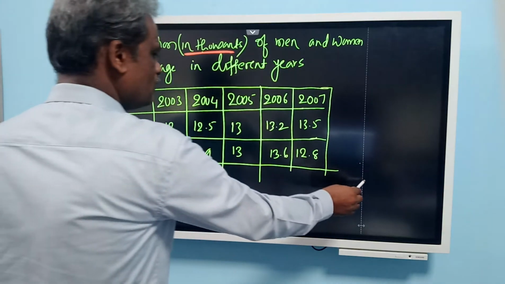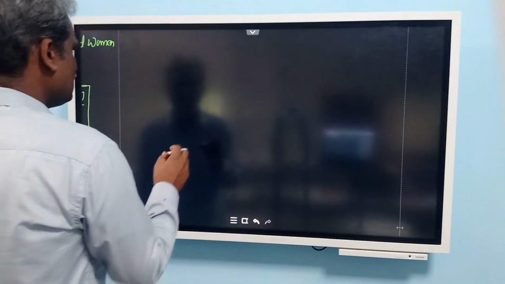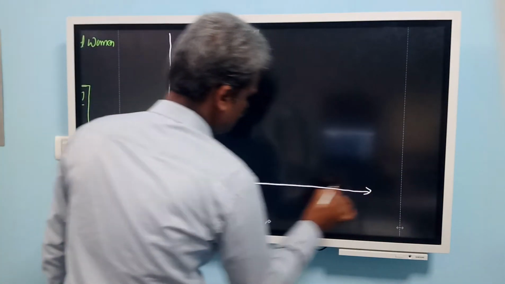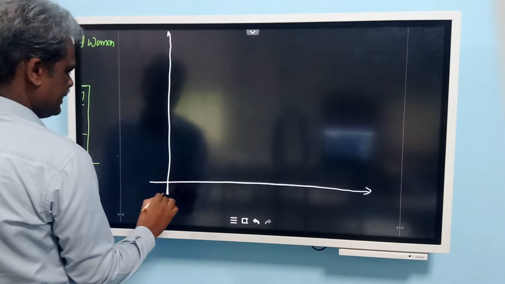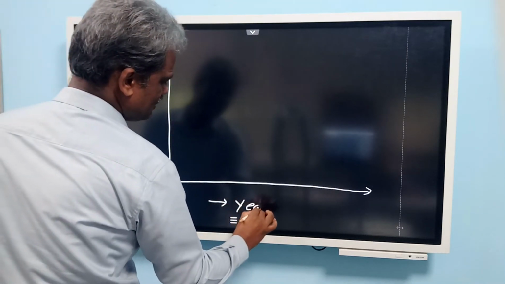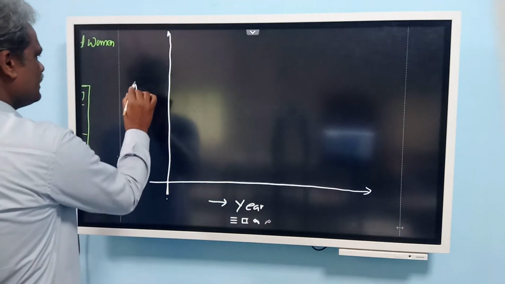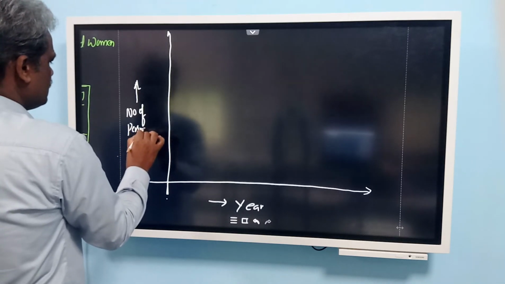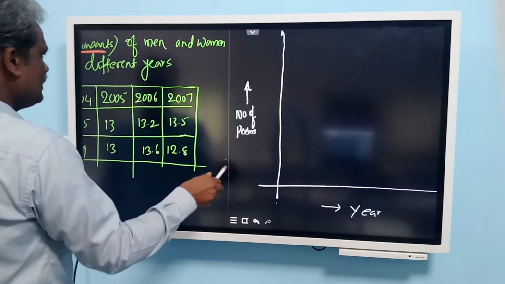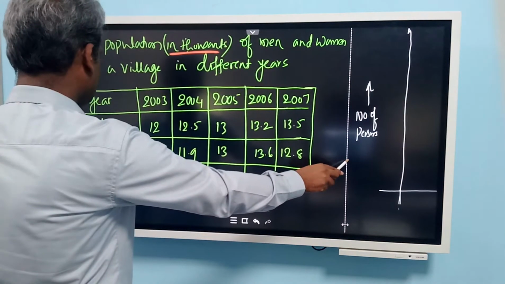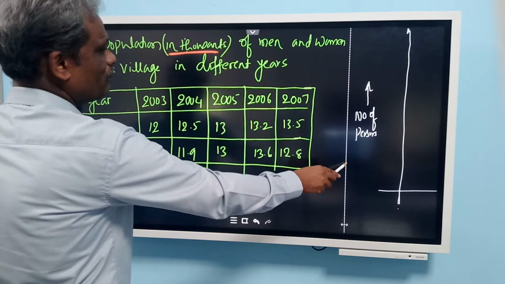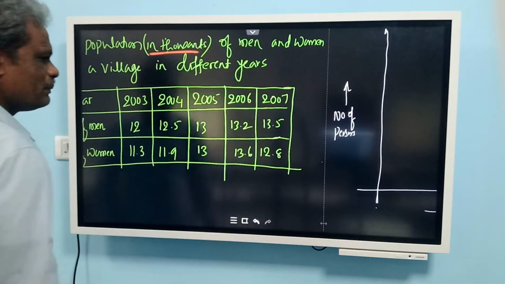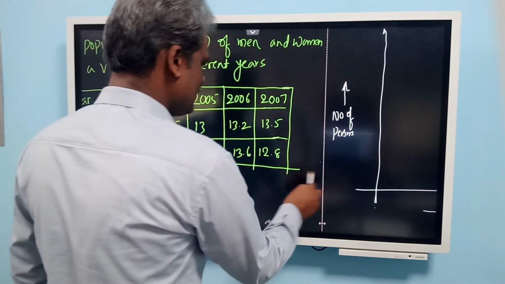So that is all. Now we can draw the vertical line and the horizontal line like this to represent this. On this horizontal line you can take the year. Along the vertical line take the number of persons, the number of men or women, the population of men or women. Now both we have to represent in the same graph. So let us locate at equal distance.